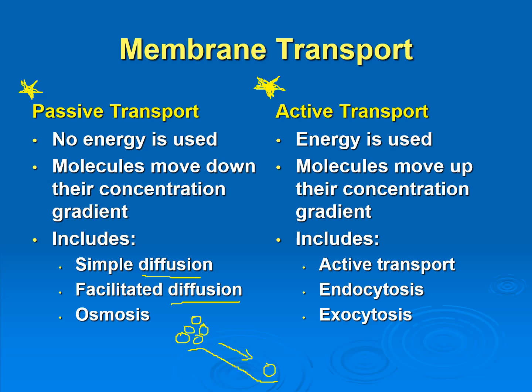And then active transport is pretty much the opposite. You are going to use energy, and the molecules are going to move up their concentration gradient. They're going to move from low concentration to high concentration. So they're going to go up their gradient, up the hill. And this will include active transport, endocytosis, and exocytosis.